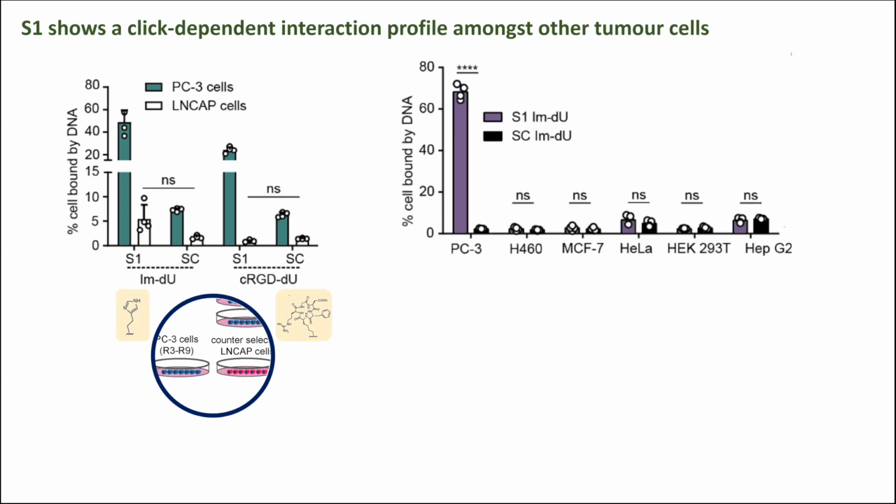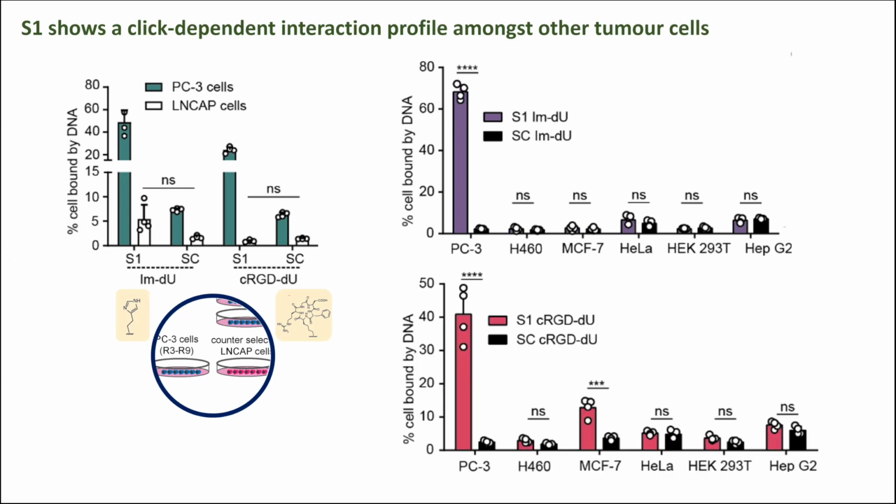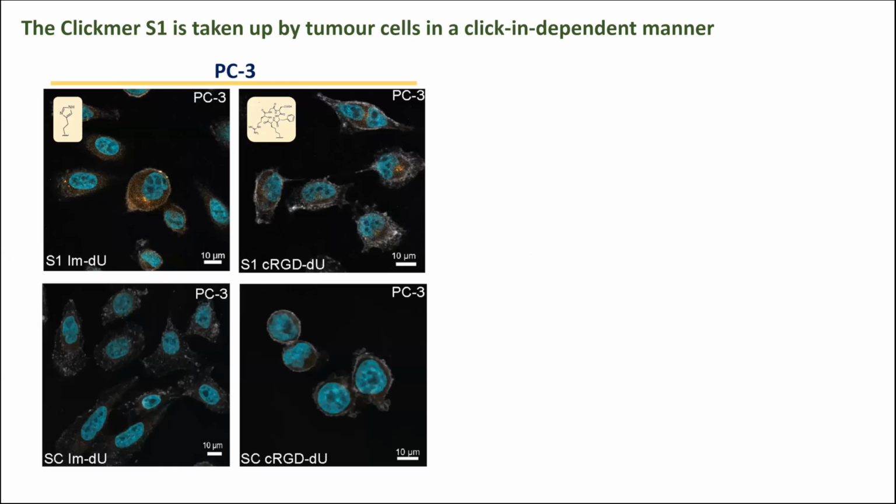If you then move on to other cancer cells or the HEK cells, you see that the imidazole modified S1 doesn't bind at all to the other cells. But the RGB, same sequence but with RGB, also binds to MCF cells, which we have no idea why, but it's what it is. And if you move on to confocal microscopy data, you can see this as well.